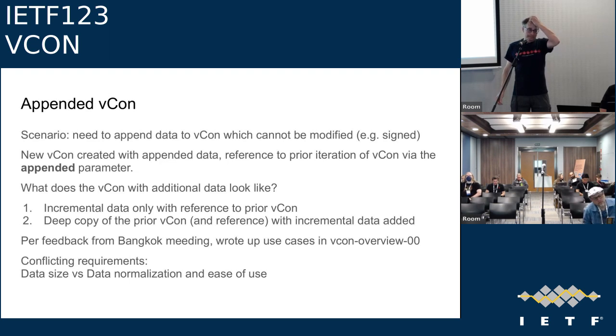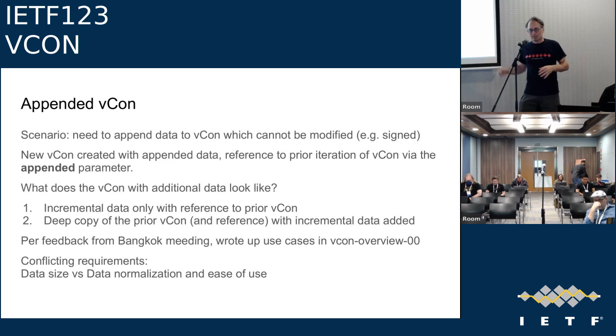There was also a request to write up the use case scenarios, and I did that. That's in the overview document, in a section on appended. Basically, I summarized it down to conflicting requirements of data size versus data normalization and ease of use. When you have these incremental changes, you can't use it like a regular VCON, so you have to do something first, or you have to look in two places for things, and it's kind of awkward.